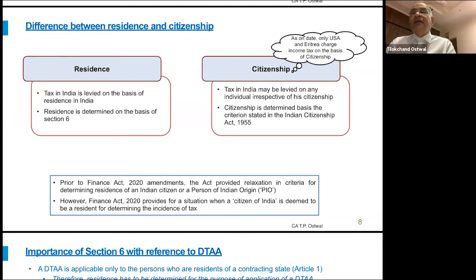You file your return here, pay the tax here. If you already paid taxes abroad, you get a credit for those taxes in USA, but you will have to file your return. So citizenship is very relevant. Whereas in India, citizenship hitherto was not at all relevant for income tax purposes. Income tax just considered the definition of resident under Section 6 of the Income Tax Act and nothing more, nothing less.